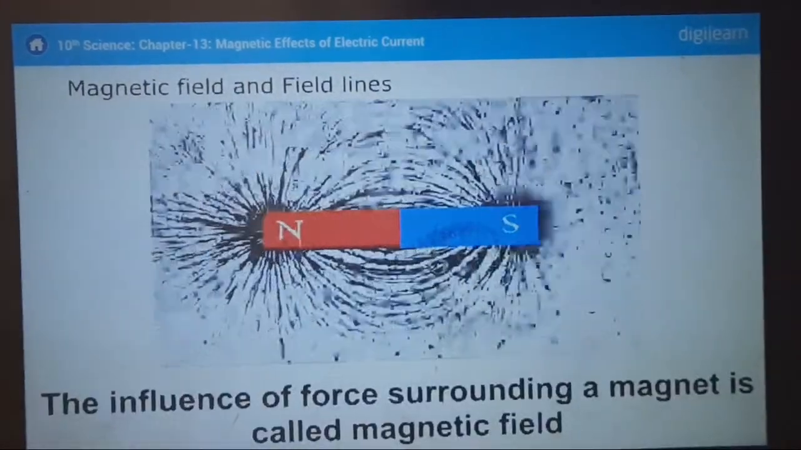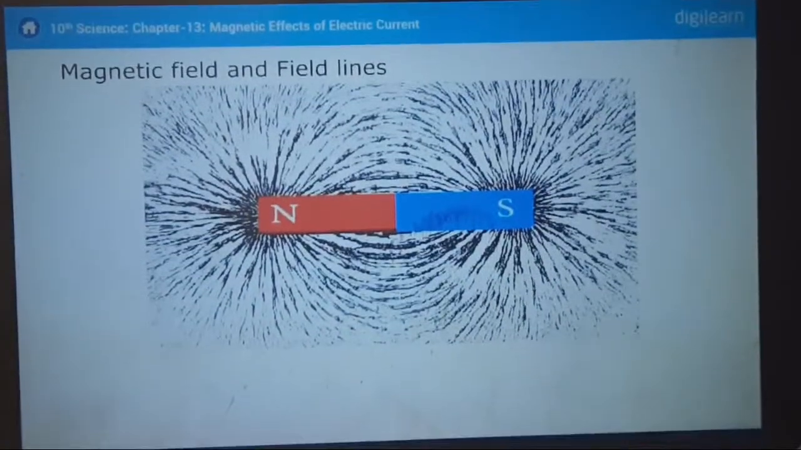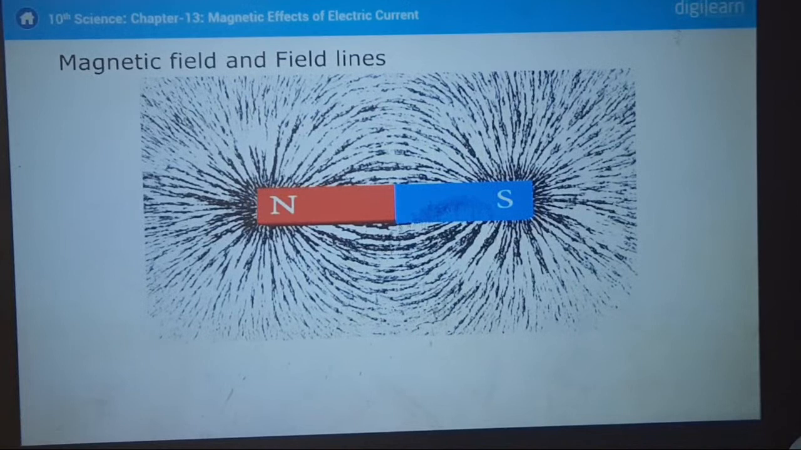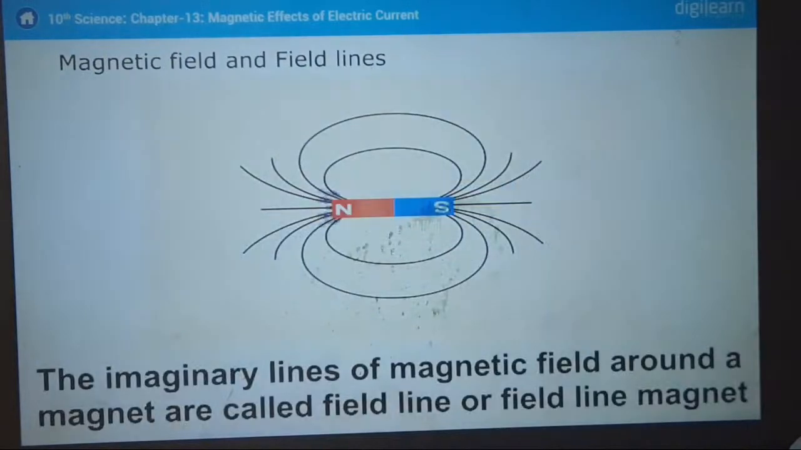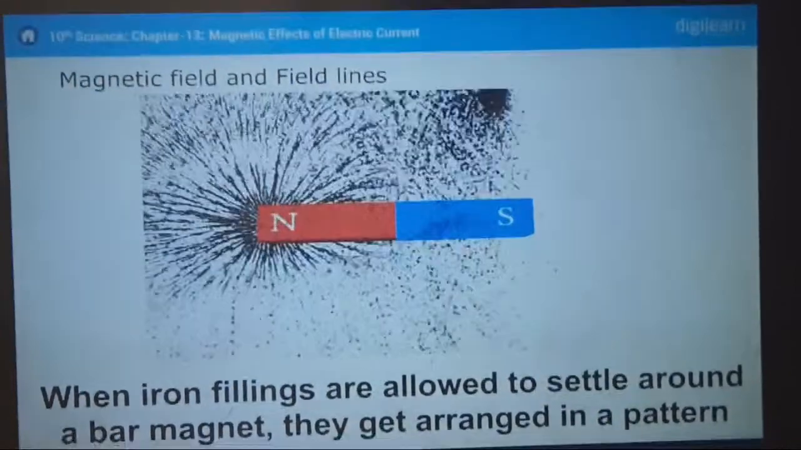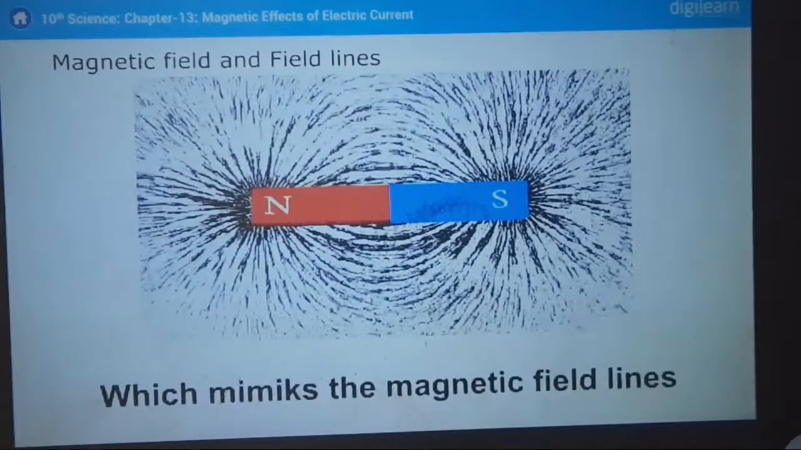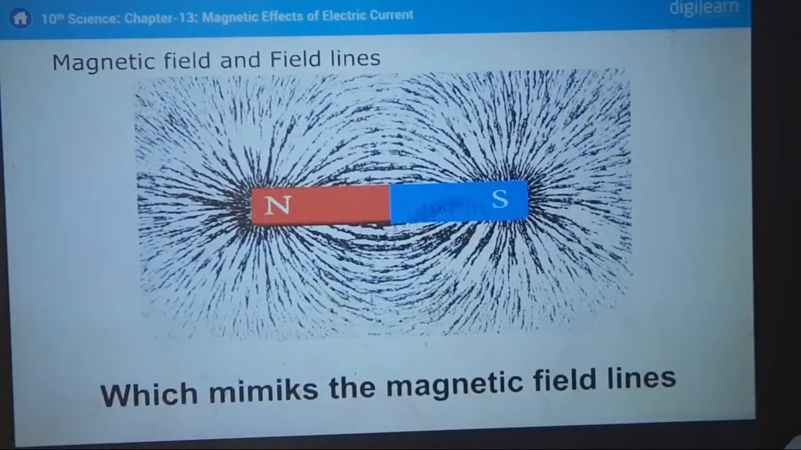Magnetic field and field lines. The influence of force surrounding a magnet is called magnetic field. In the magnetic field, the force exerted by a magnet can be detected using a compass or any other magnet. The imaginary lines of magnetic field around a magnet are called field lines of magnet. When iron filings are allowed to settle around a bar magnet, they get arranged in a pattern which mimics the magnetic field lines.